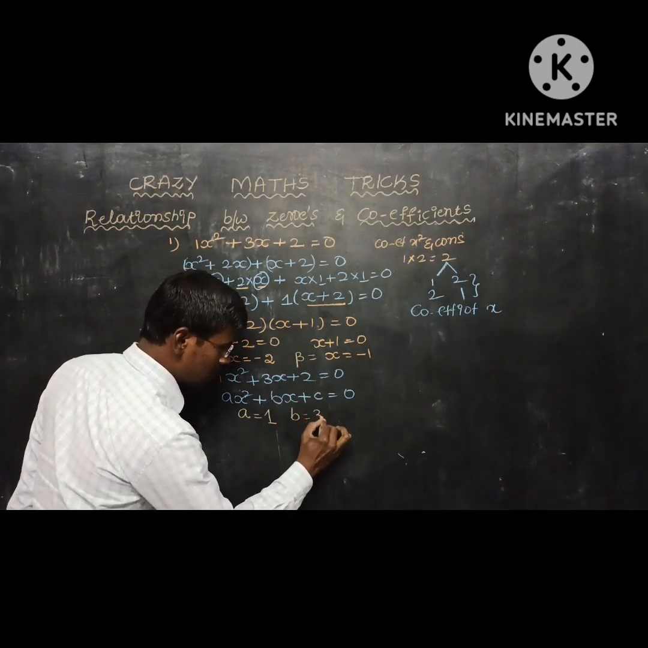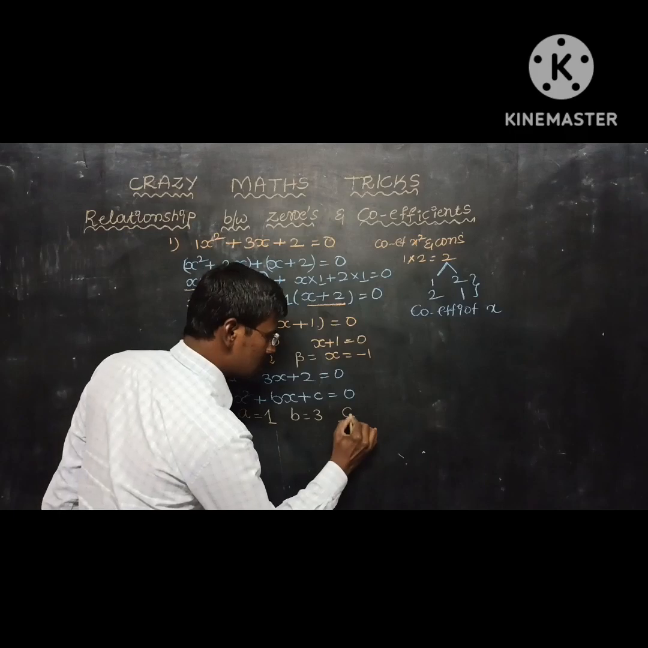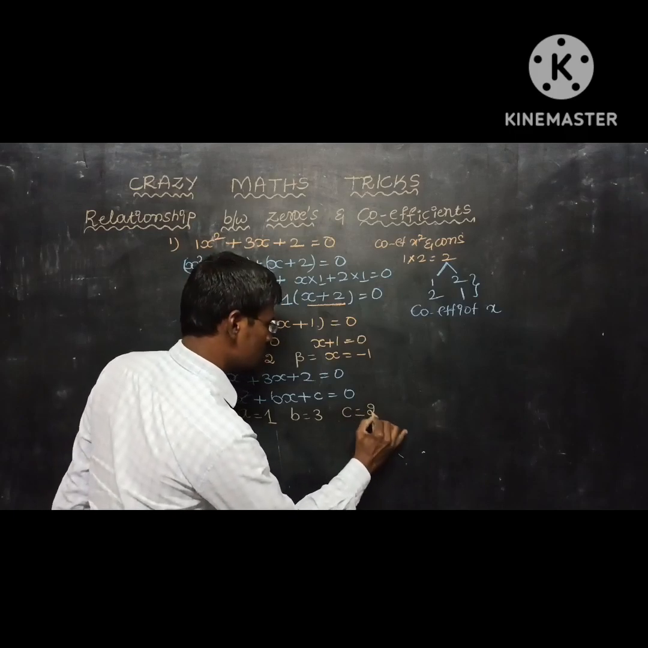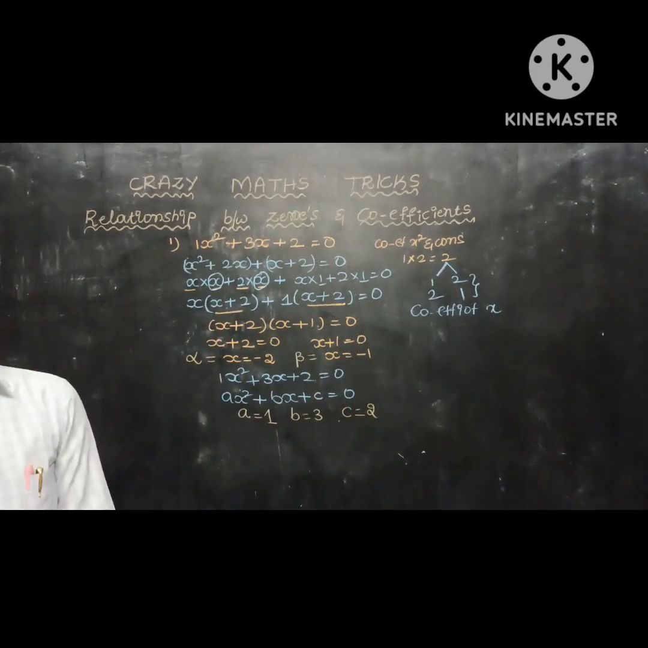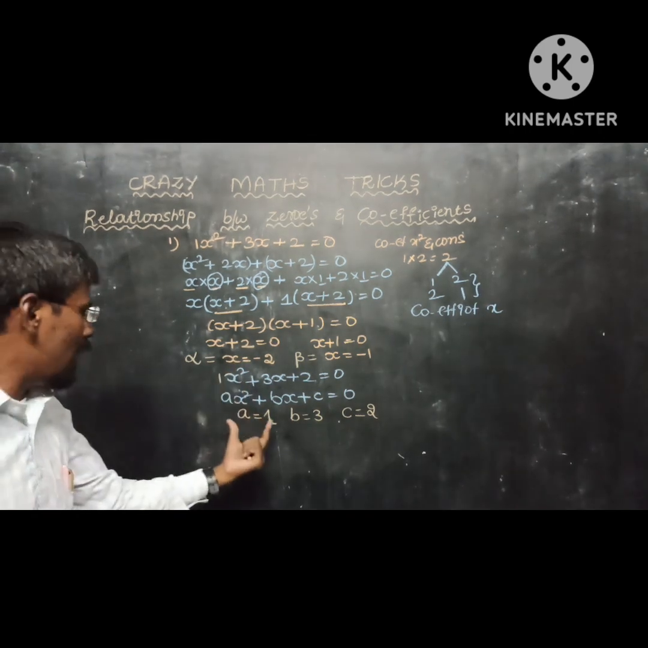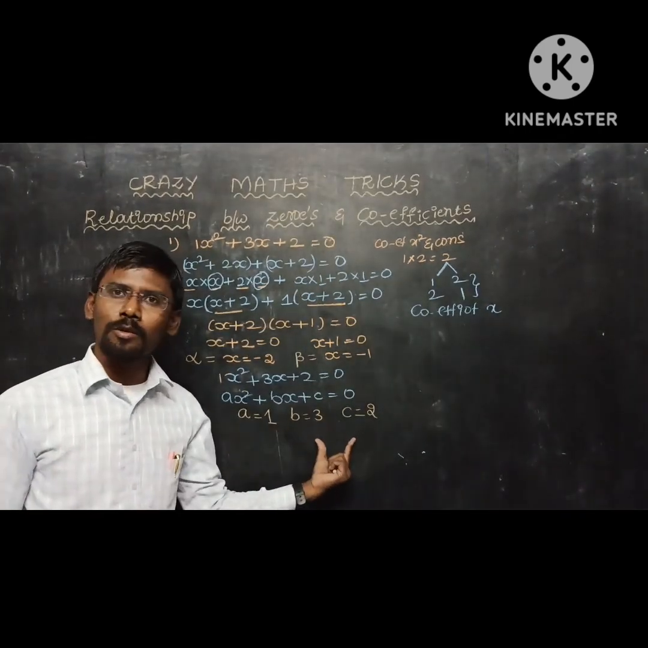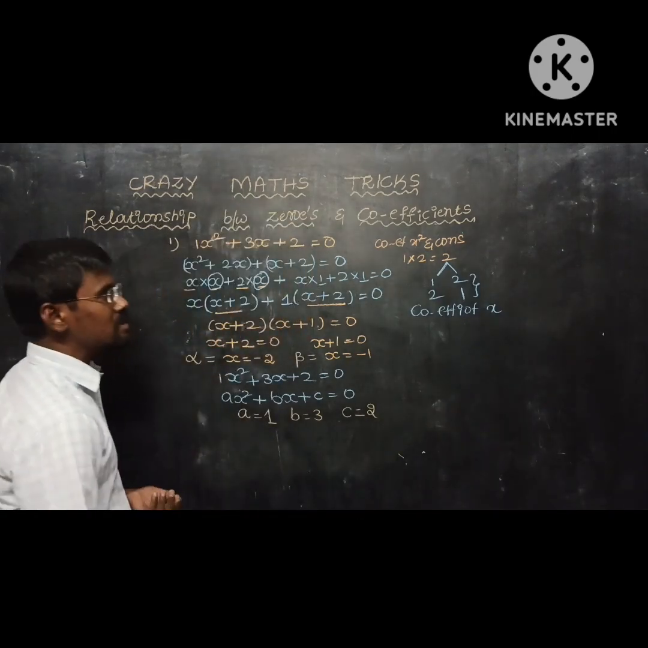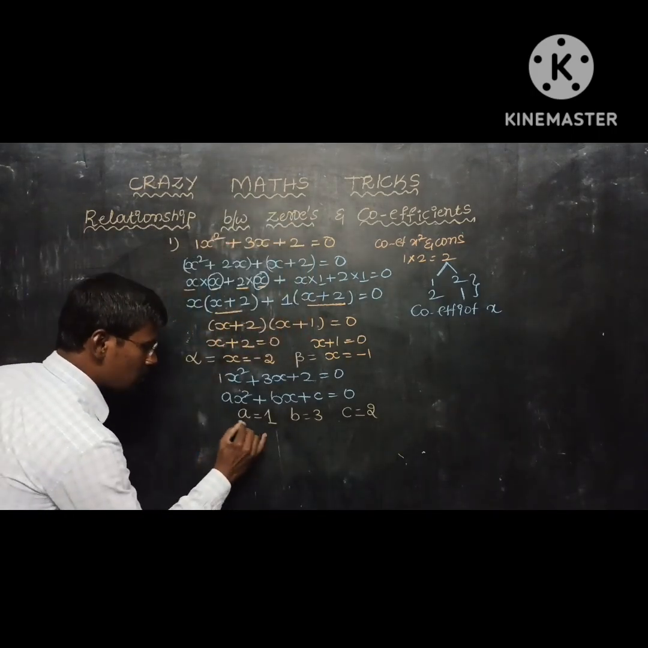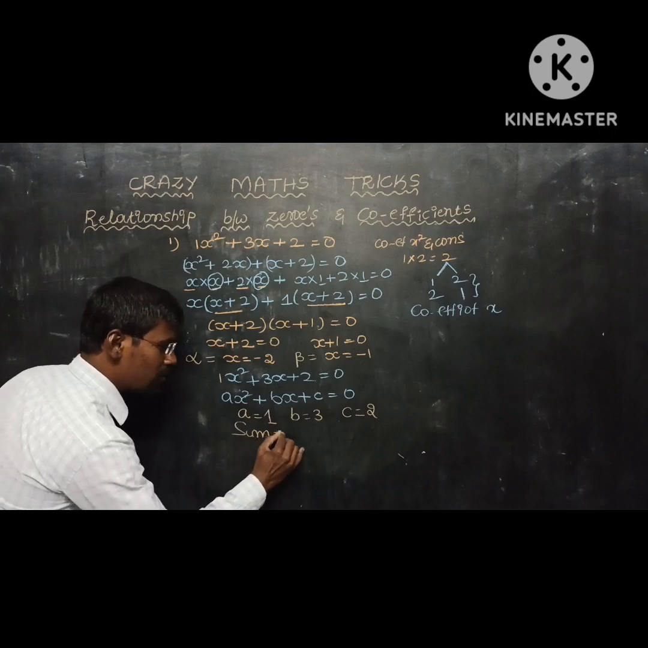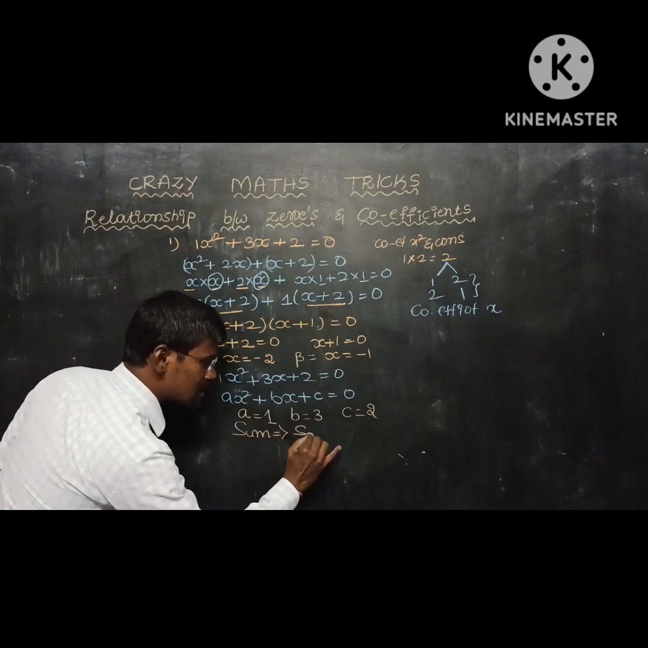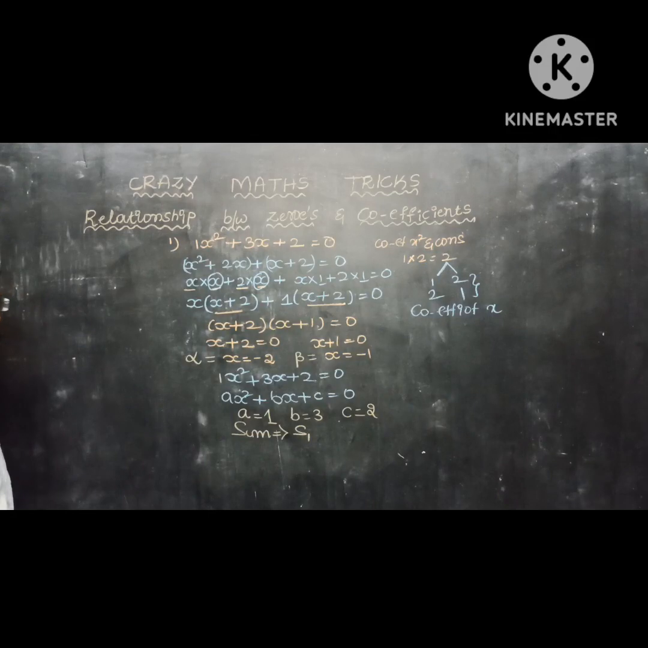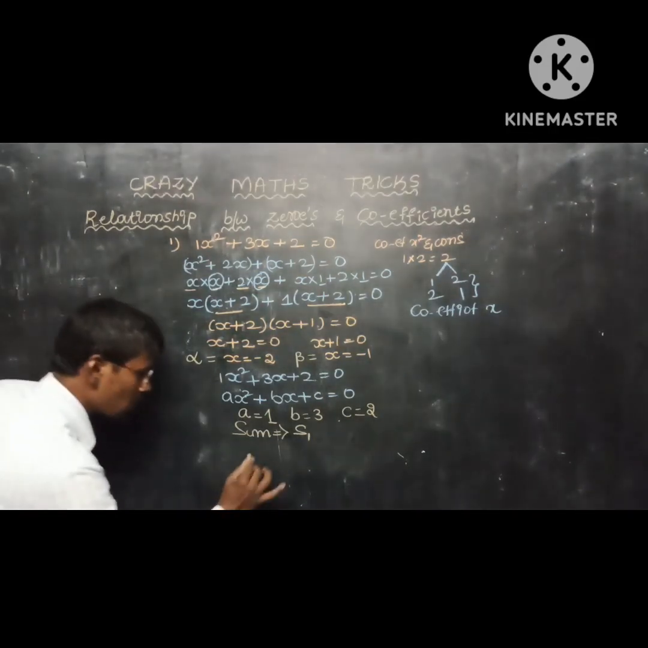What is there in our polynomial? 3. What is the constant term? c equals 2. So we found the zeros and the respective coefficients. Now I am going to check their relationship. First relationship, what? Sum relationship. That we will represent with S1. Okay. What is the sum relationship?